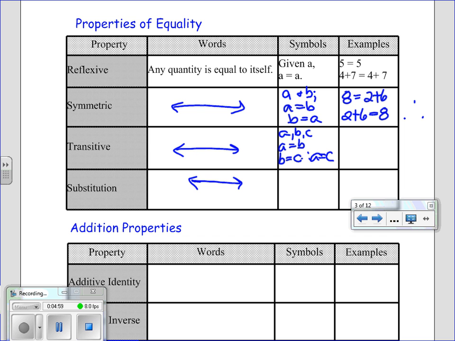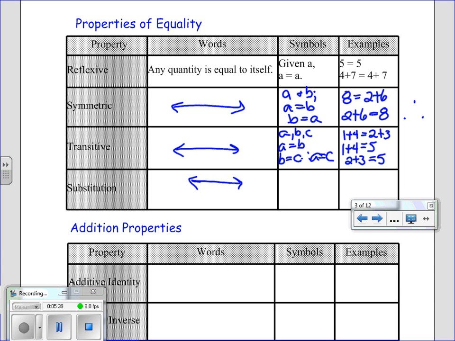If you know that 1 plus 4 equals 2 plus 3, right? And you know that 1 plus 4 equals 5, then you know that 2 plus 3 must also equal 5. If 1 plus 4 equals 2 plus 3, you could substitute 2 plus 3 into here and say that it equals 5. That's the transitive property, where you can transfer it from one equation to the next.